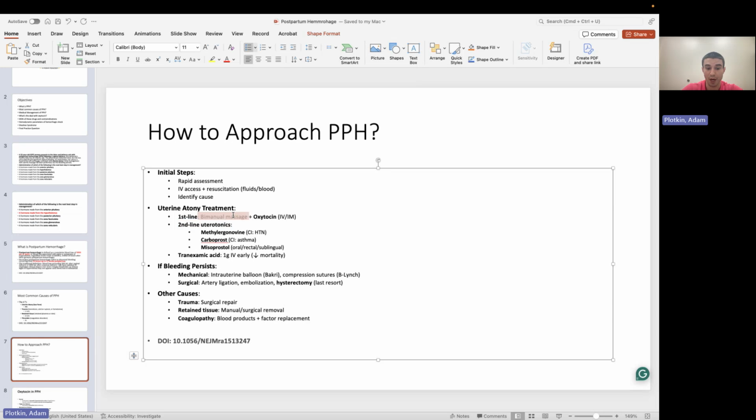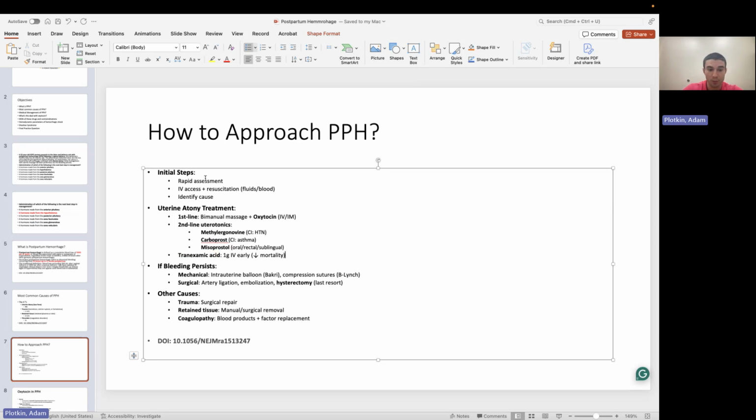Second line, so you tried bimanual massage, you tried oxytocin, and they're still bleeding. We can go to methylergonovine, carboprost, misoprostol, and tranexamic acid or TXA, okay? With regards to these drugs, methylergonovine is contraindicated if the patient has hypertension, really important. Carboprost is contraindicated if the patient has asthma, really important. Misoprostol, not really any contraindications. And tranexamic acid, we're going to talk about a little more on a further slide.